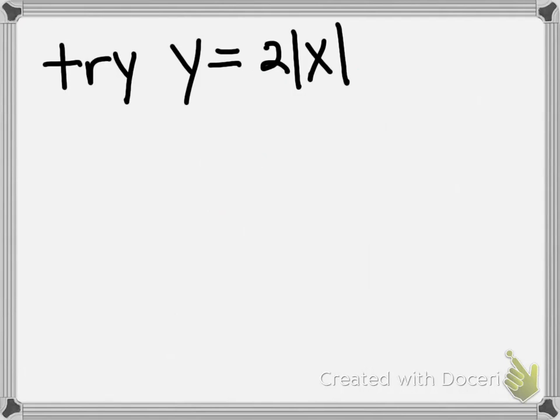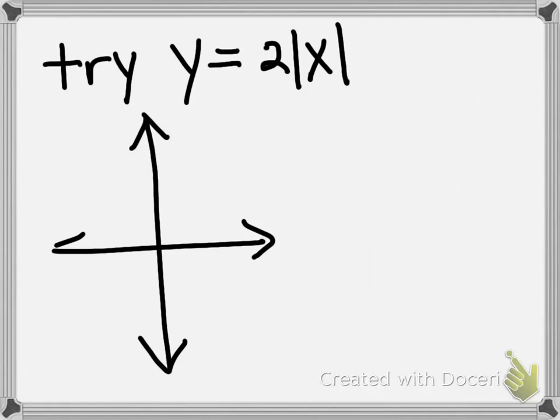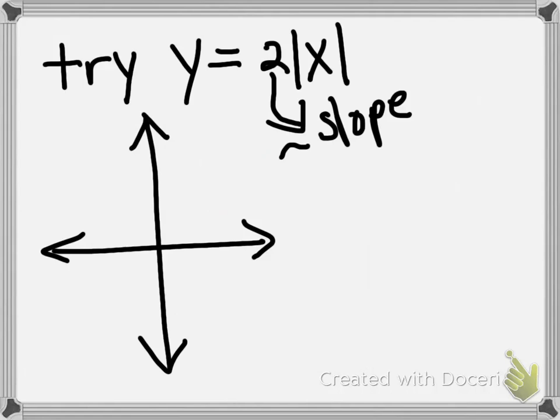Okay? Let's try another one. What if we do y equals 2 times the absolute value of x? Now I'm going to leave a little space this time because I want to show you something a little extra. So if you have the 2 on the outside, what does the 2 do? Well, the 2 works like a slope. It's not exactly a slope, it's more of a sort of slope. Okay, so I say it's kind of a sort of thing. It's not exactly a slope.